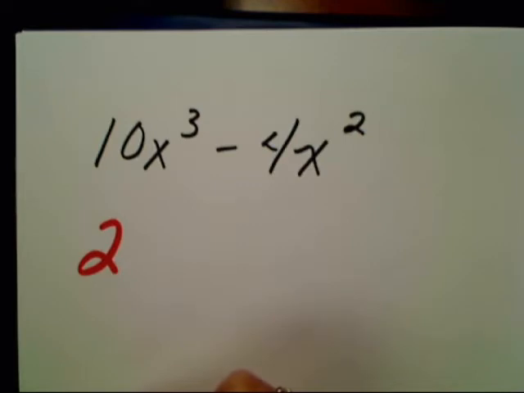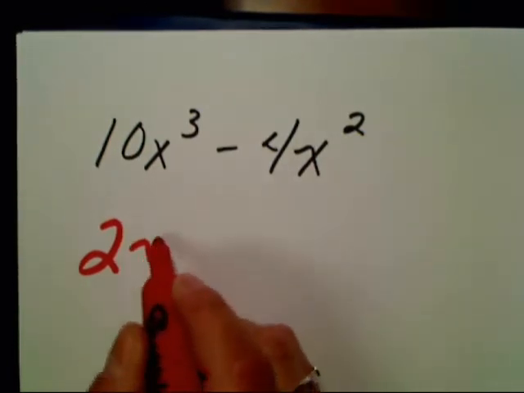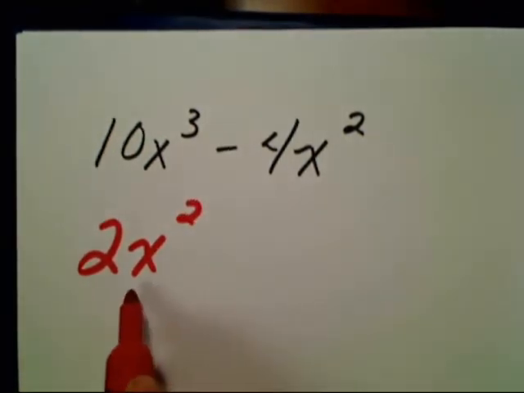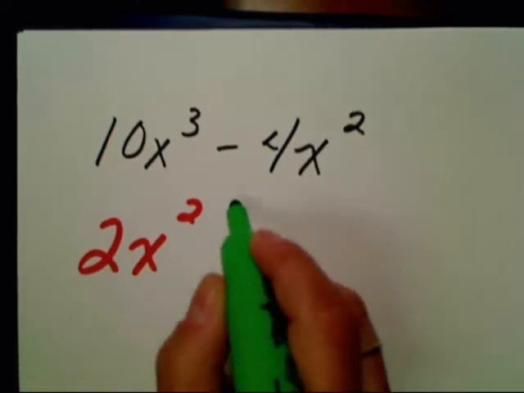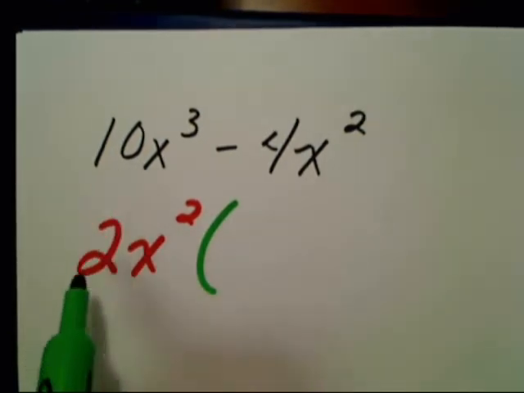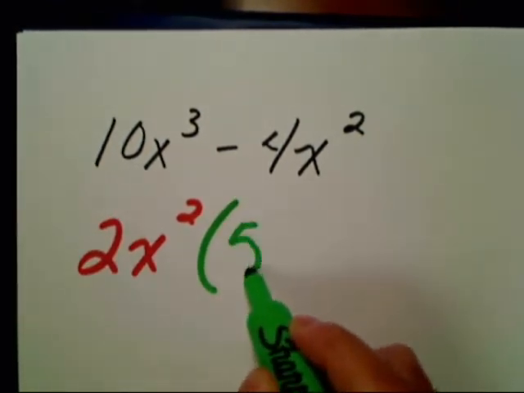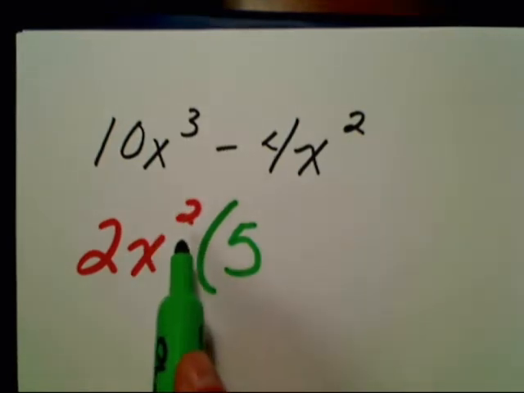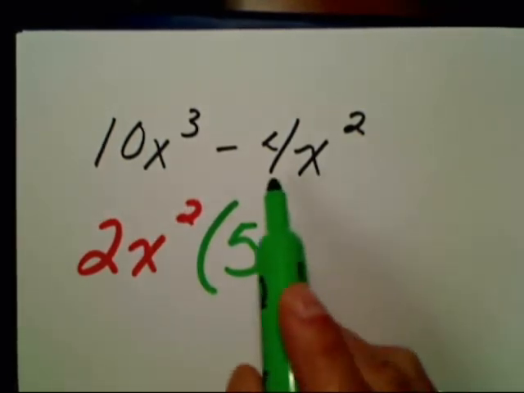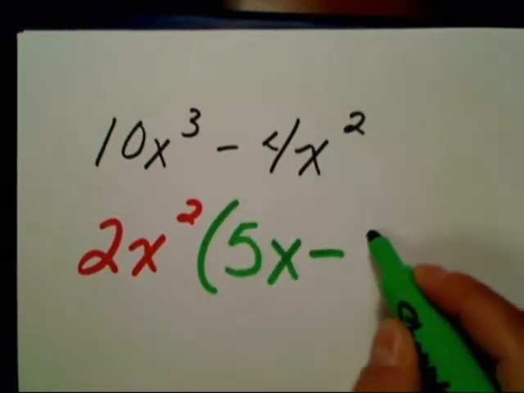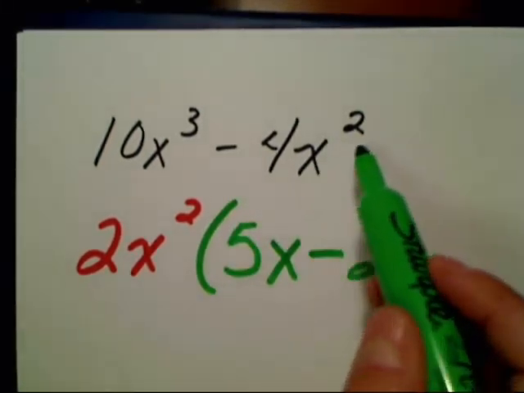Once again, for my variables, the greatest common factor is the smallest exponent. So it's x squared. Don't forget the base number that goes with that exponent. If I pull out the 2x squared, 10 divided by 2 is 5. X cubed, I take out 2 of the 3, I'm left with 1. Minus 2. The x squareds are gone.